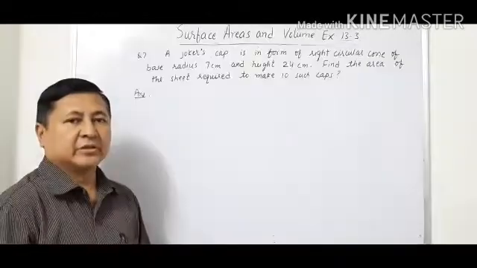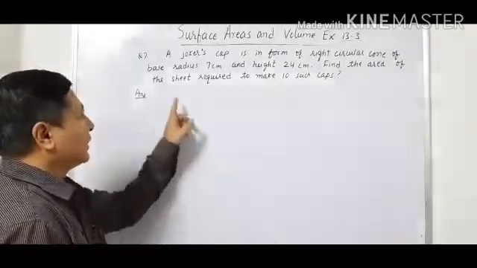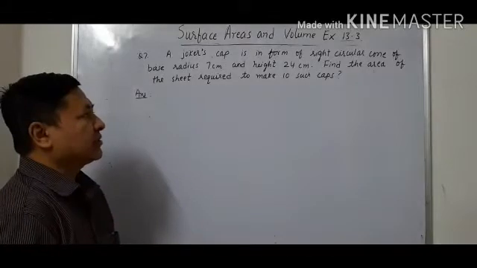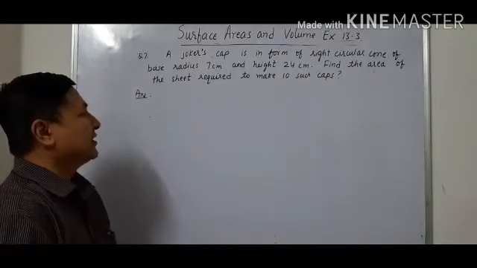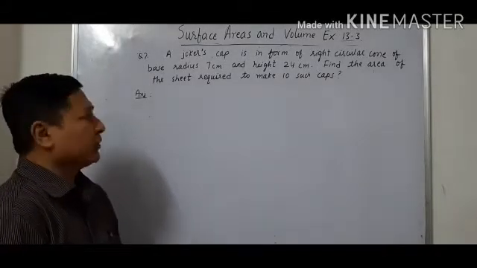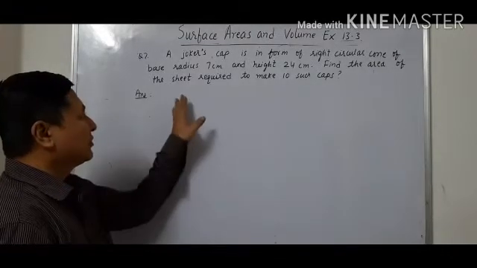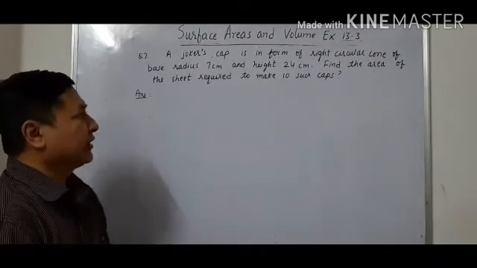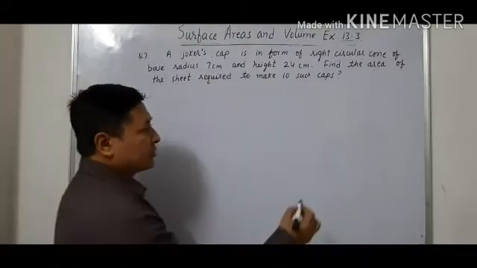Now let us solve question number 7. A joker's cap is in the form of a right circular cone of base radius 7 cm and height 24 cm. Find the area of the sheet required to make 10 such caps. You might have seen the joker cap.